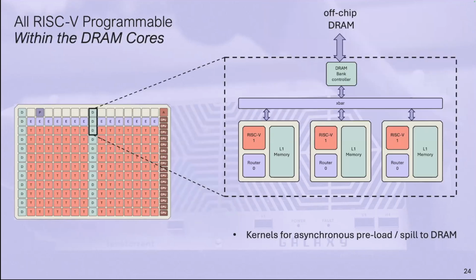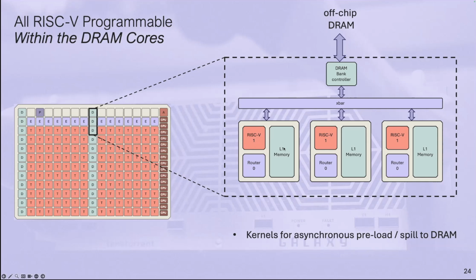So yeah, it's a similar programming model here. We have Tensix cores, we have DRAM cores. These DRAM cores are a little different, as expected. They don't have any compute. They have your baby RISC core.